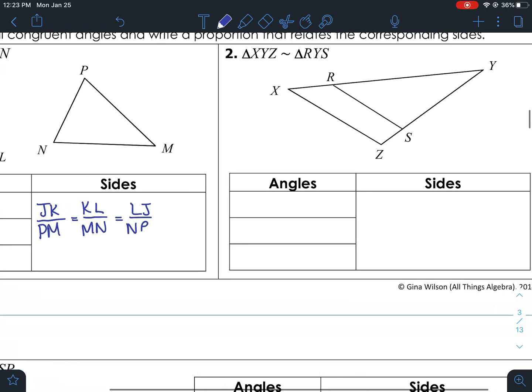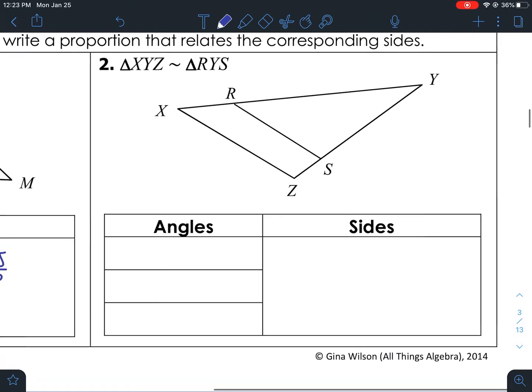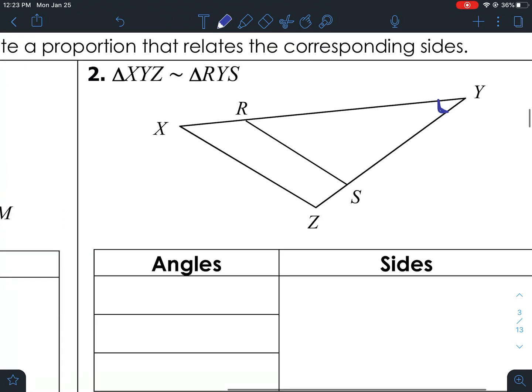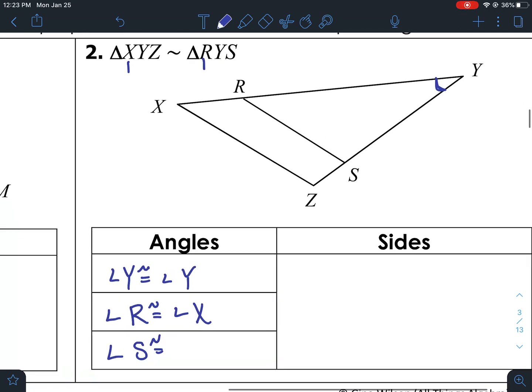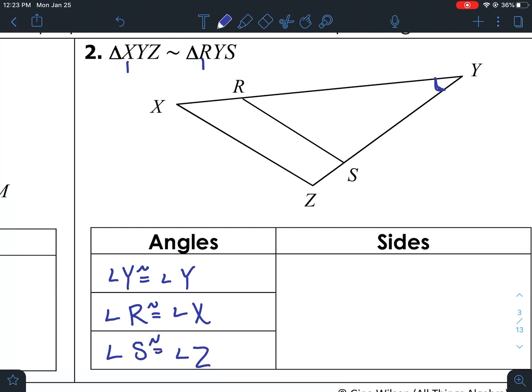All right. So we're going to do the same thing with number 2. Now this one's a little bit trickier because they're sharing this angle Y. So keep that in mind. Let's start out with angle Y. Angle Y is clearly the same in both of these. I'm going to do angle R and then angle S. Using my similarity statement, R is going to be the same as X. Those are both the first one. And then S is going to be the same as Z. They're both the last ones.